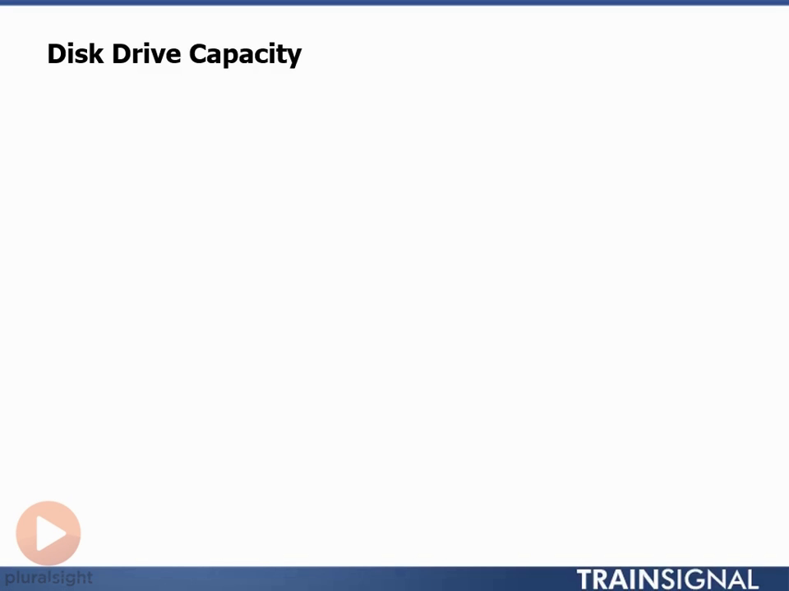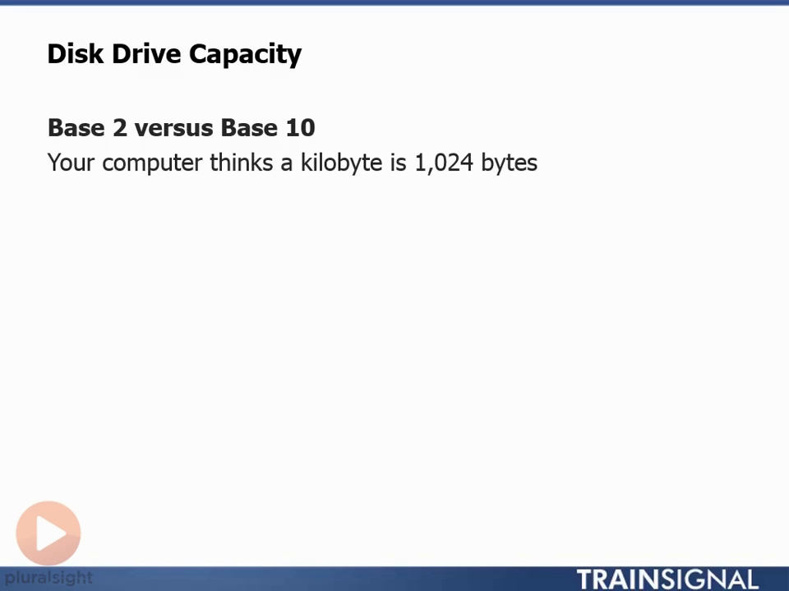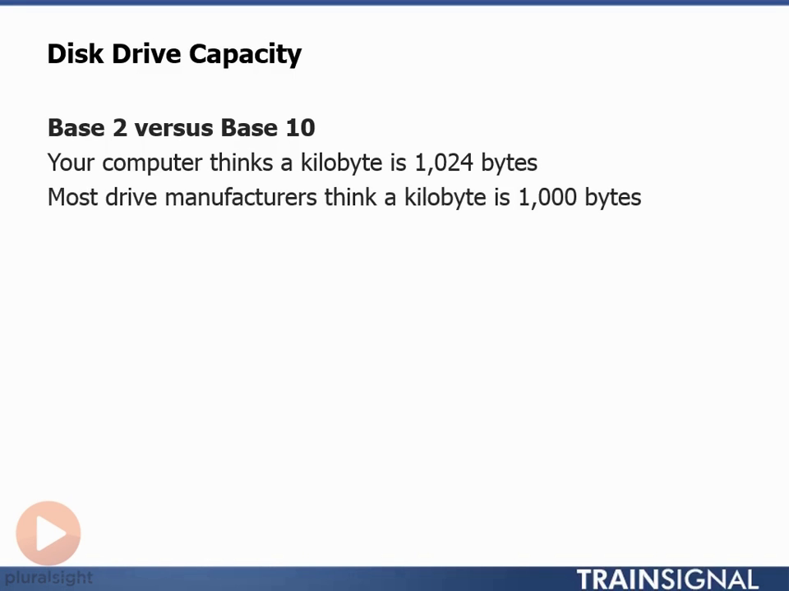First up, we have to contend with base 2 versus base 10. As human beings, we work with base 10, that's digits 0 through to 9. On the other hand, computers work with base 2, or binary numbering, where everything is made up of ones or zeros. Fine, but what does that have to do with drive capacity? Well, your computer thinks a kilobyte is 1024 bytes, but most disk drive manufacturers think that a kilobyte is 1000 bytes, not 1024. No matter though, right?